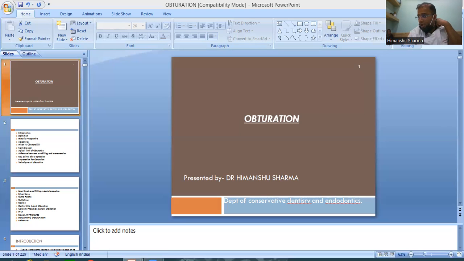What is the difference between overextension and overfilling? An important distinction must be made between overfilling and underfilling, and overextension and underextension. Overextension denotes extrusion of filling material beyond the apical foramen, but with the caveat that the canal has not been adequately filled and the apex has not been sealed.